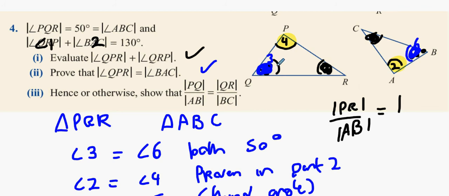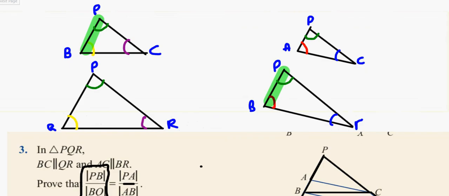QR is blue to black, and it's being divided by the other triangle's blue to black. Blue to black is B to C. Okay, and we're done. So that's question 3 and question 4.